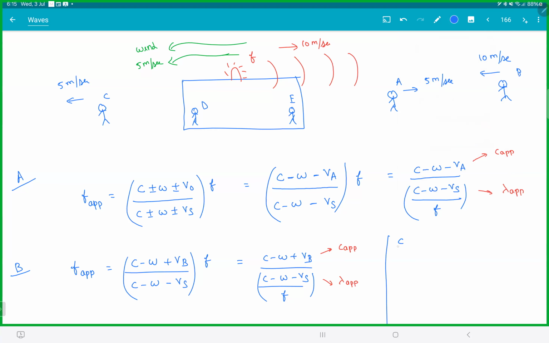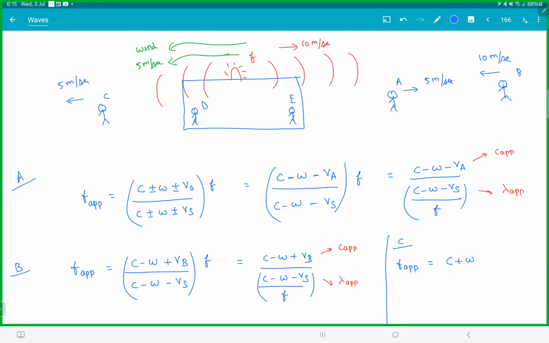Same thing if I do for C. Now C ke liye what is happening? Sound is going this way. Sound goes backward. That would be C. The wind will support, and the C guy is trying to run away from the source. Now again I'm saying I don't care whether you're getting close or not. You should not see that; you should see whether wind is just helping the sound or opposing the sound.